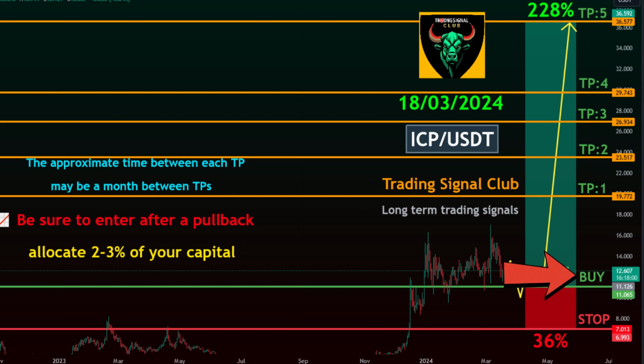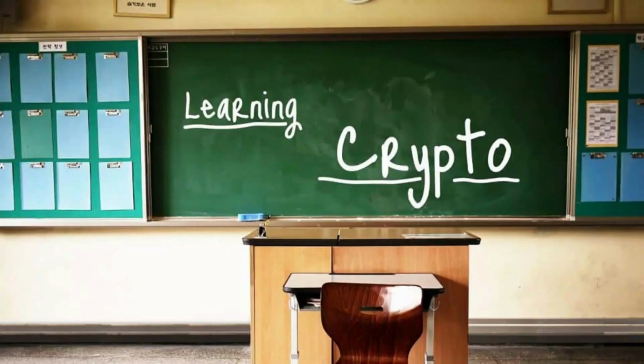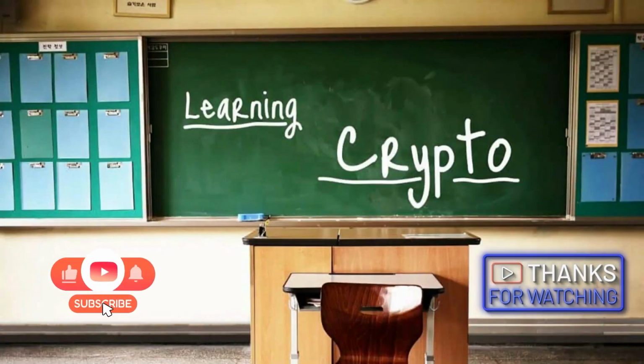Take profit targets. Target 1, 19.772. Target 2, 23.517. Target 3, 26.934. Target 4, 29.743. Target 5, 36.577. Stop level, 7.013.